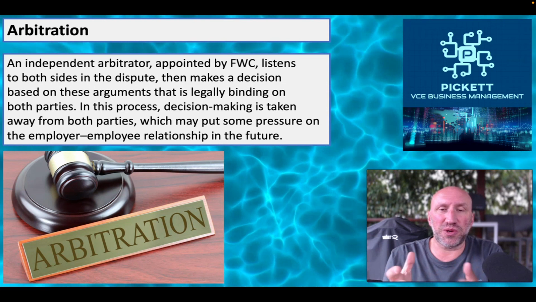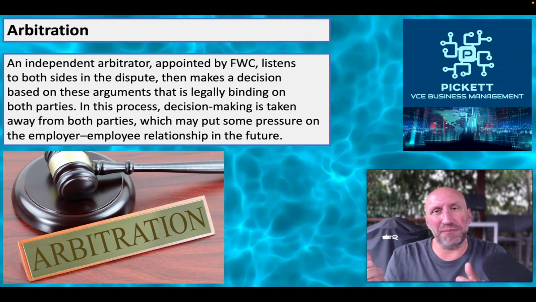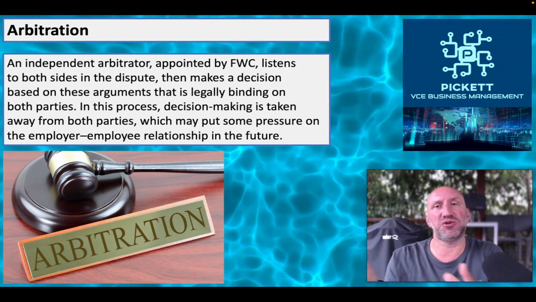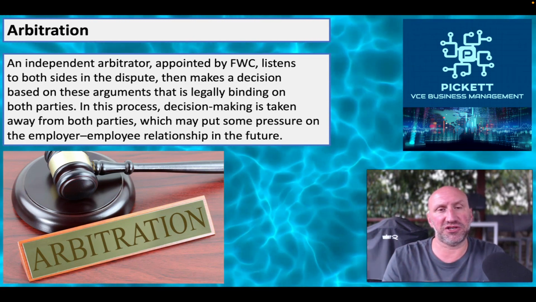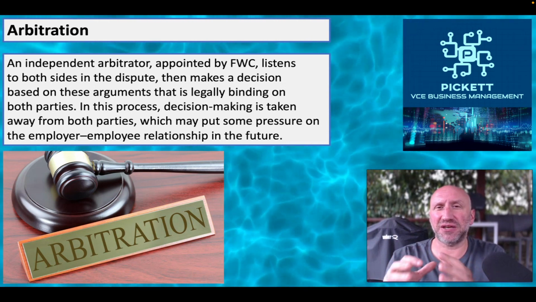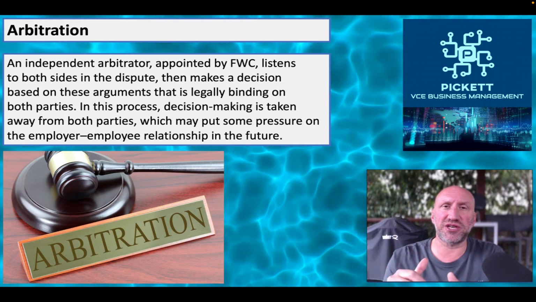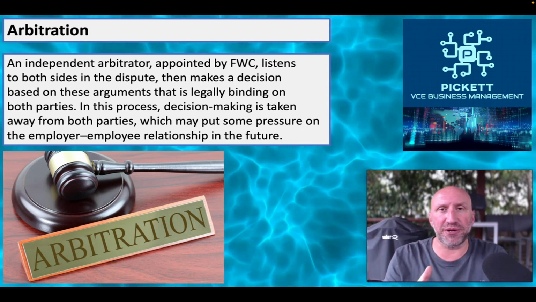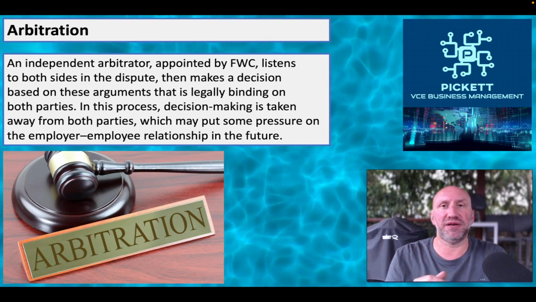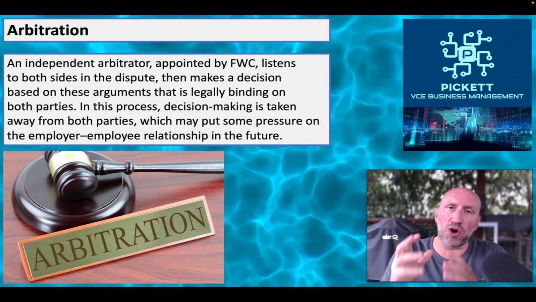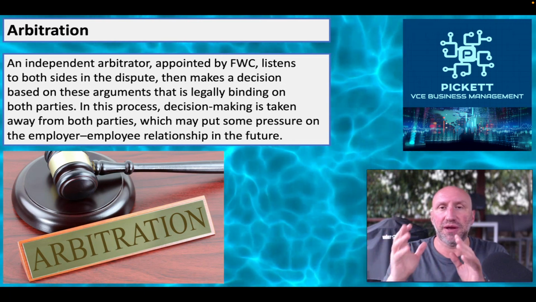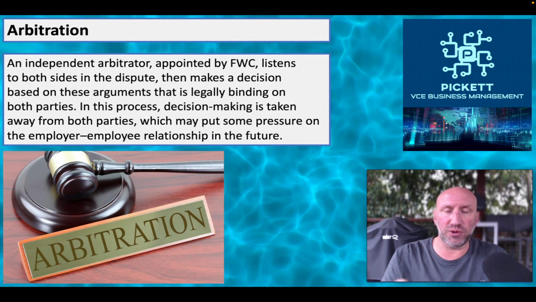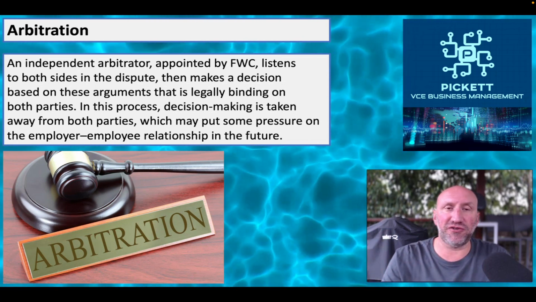Now, one of the issues with this is that the employer-employee relationship might be damaged going forward because you haven't come to an agreement yourselves. Again, we get to that when we look at advantages and disadvantages. But hopefully you can see the difference between mediation and arbitration, and why arbitration is the final step in the process. Because whatever happens, a decision will be made. The arguments are put forward, and then the arbitrator, the judge, makes a final and legally binding decision. And then we draw a line under it, and we all have to move on.